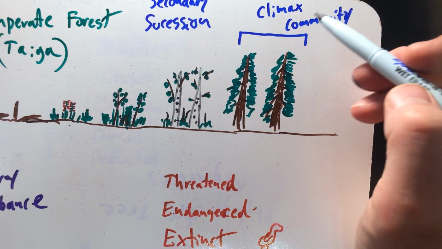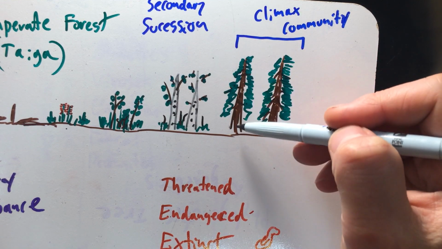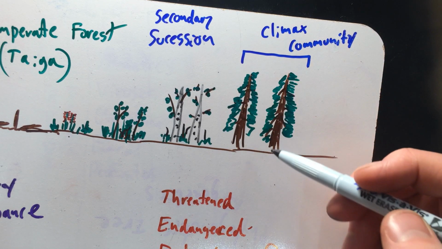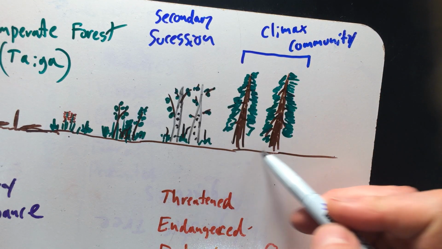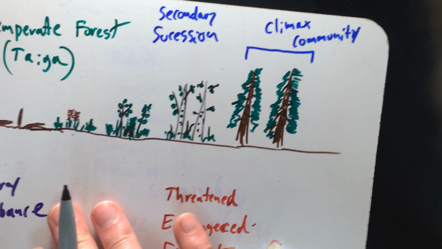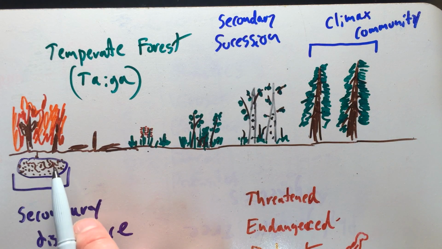And then in the Fairbanks area, the climax community is the evergreen trees, or in this case, white spruce or black spruce, depending on how much moisture is around. And this would be considered the climax community. Overall, this is secondary succession because the soil is still present.